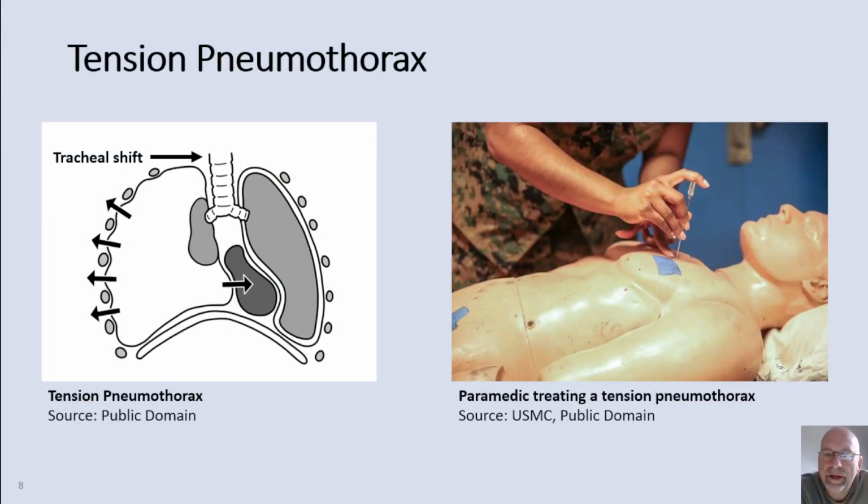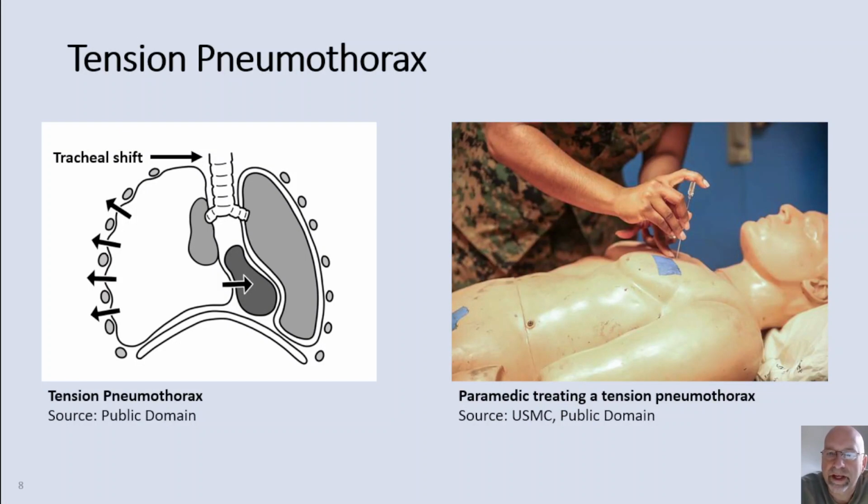A tension pneumothorax is an immediate life-threatening situation. As we see in the image on the left, the pressure from the air in the chest cavity collapses the lung on the affected side and begins to shift towards the other side of the chest, compressing the lung on the unaffected side. Additionally, the heart and great vessels can be compressed, leading to a state of hypoperfusion or shock.